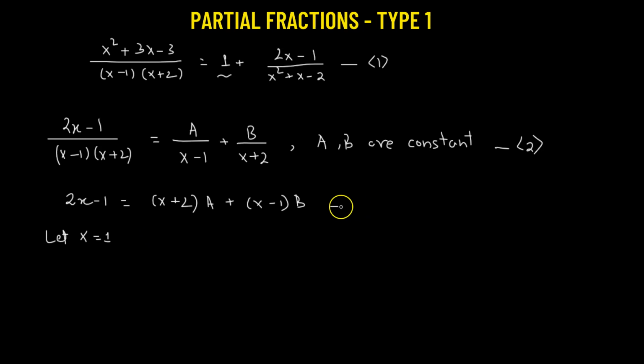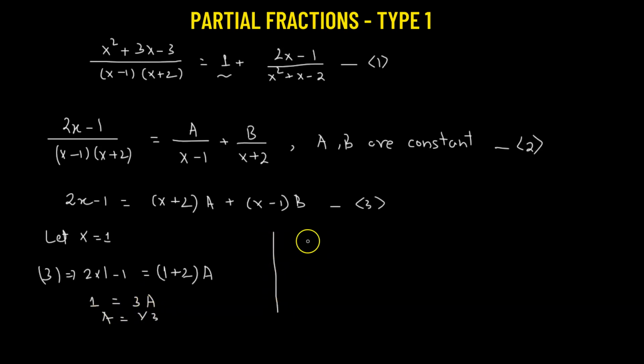We'll substitute this into equation number 3. So equation number 3 will then become 2 times 1 minus 1 equals 1 plus 2, whole multiplied by a. So we have 2 minus 1, so that's 1 equals 3 times a, or a will be equal to 1 over 3. Next, we have to find the value of b. For this, we are going to let x equal negative 2, because if we take x equals negative 2, the first term will disappear and this will help us find the value of b easily.